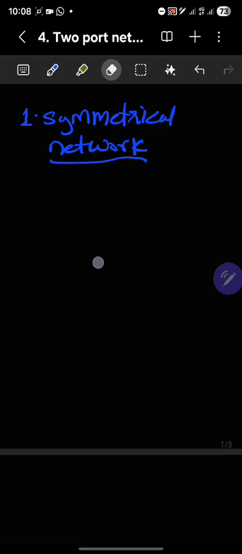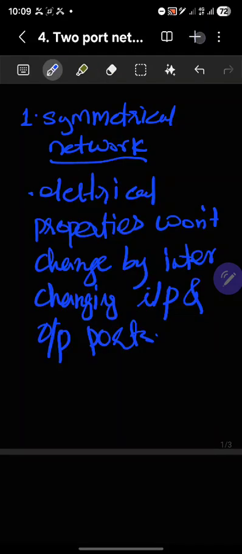First we'll start with the symmetrical network. What is a symmetrical network? A symmetrical network is a network whose electrical properties won't change even if we interchange the input and output. So we can easily interchange input and output ports. We can connect the output at the input side and the input at the output side and vice versa. The electrical properties won't change.